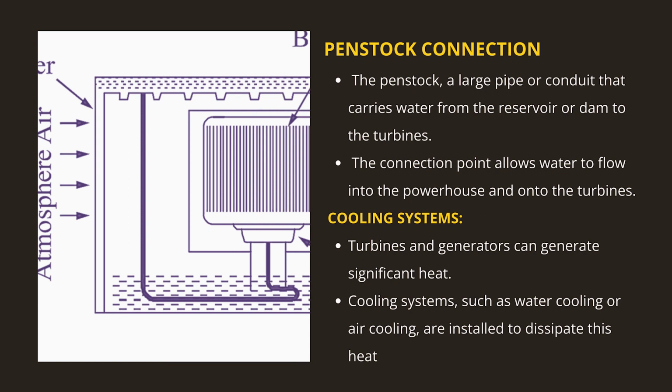Now comes the cooling system. During the electricity generation process, the turbines and generators can generate significant heat. Cooling systems such as water cooling or air cooling are installed to dissipate this heat and prevent equipment from getting overheated. Now comes electrical systems and control rooms.